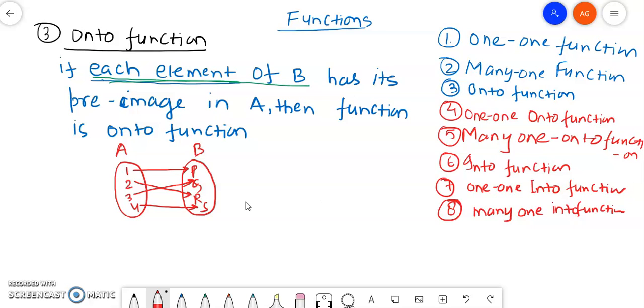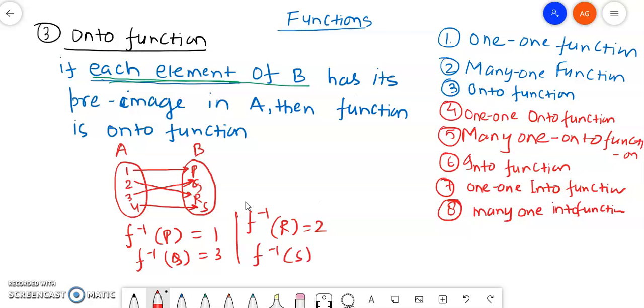अगर मैं इसको ऐसे लिखता हूं, that means pre-image: f inverse of P is equal to 1, f inverse of Q is equal to 3, same as f inverse of R is equal to 2 and f inverse of S is equal to 4. That means each element of B has its pre-image in A. ऐसे फंक्शन को हम onto फंक्शन बोलते हैं. ऐसा फंक्शन onto फंक्शन कहलाता है.